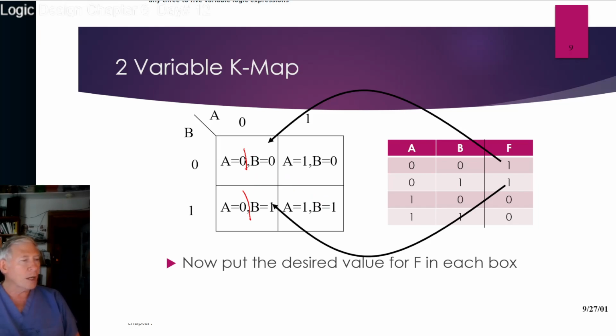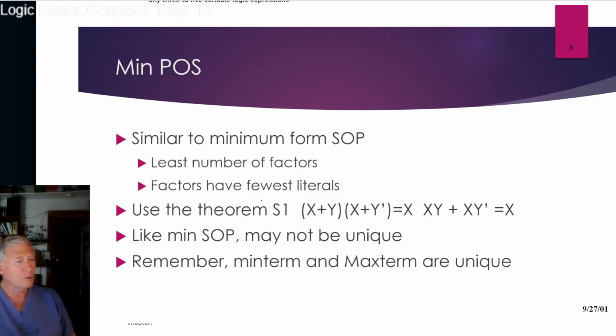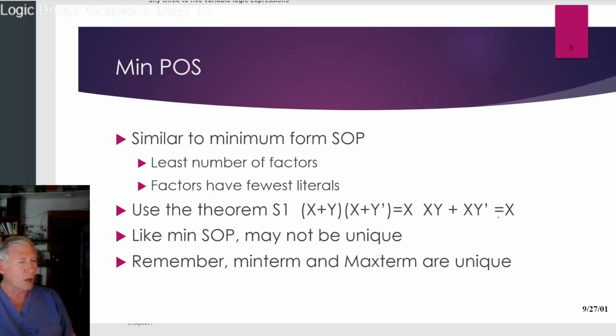All right, so since I have a 1 in this box and a 1 in this box, I can loop these two like this with a little loop. And that means I'm joining these 2 boxes together. I'm going to drop 1 variable. So what variable drops? Well, in this box, A is 0 and B is 0. In this box, A is 0, B is 1. So the B changes. Now, if you go back and look at this law, notice here we have x, y, and here we have x, y prime. So the y changes in these terms. And I drop the y and I just get x.